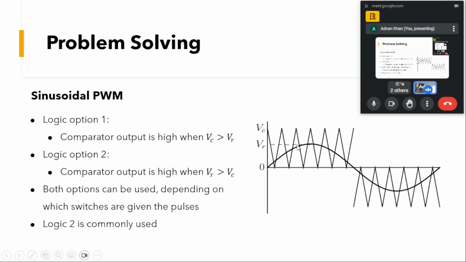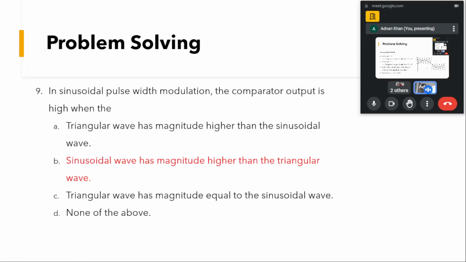Whenever the reference is greater than the triangular wave, we say that our comparator is high, or our logic is high. So we can say option 2 is correct because this is mostly used. Option 1 can be correct as well if someone uses that logic, and we can still switch the devices accordingly and achieve the operation.